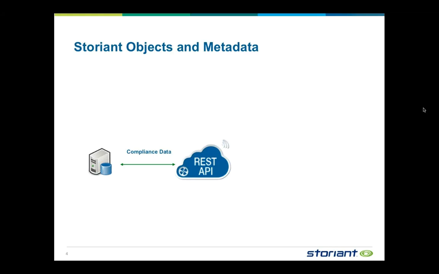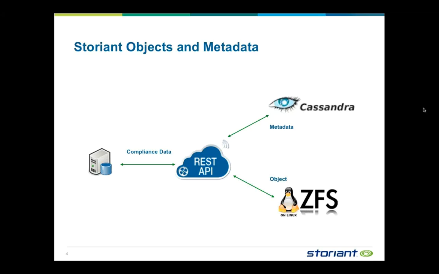So it's relatively inflexible. What we do at Storiant is we use an actual database, in our case Cassandra, which is a highly scalable NoSQL database to store our object metadata. So the API now will send the metadata off to the Cassandra database, and the object itself will get written to an OpenZFS on Linux file system, which is our underlying file system. So this whole concept is very important, not just to our compliance story, but to our scalability and our ability to be flexible and add features.